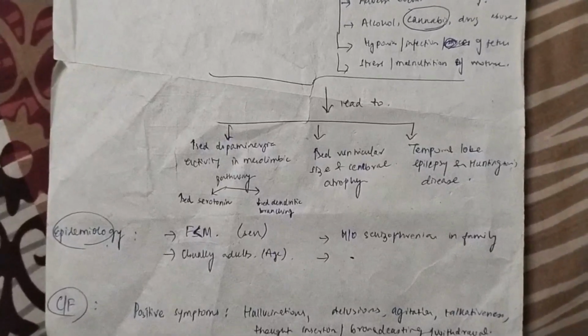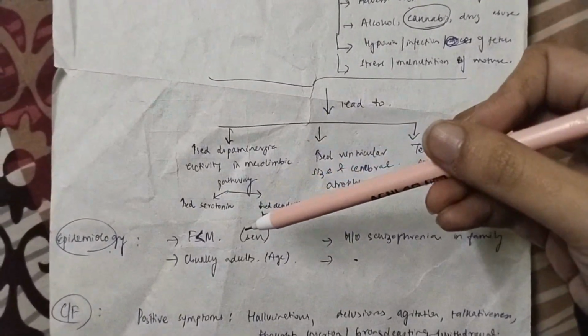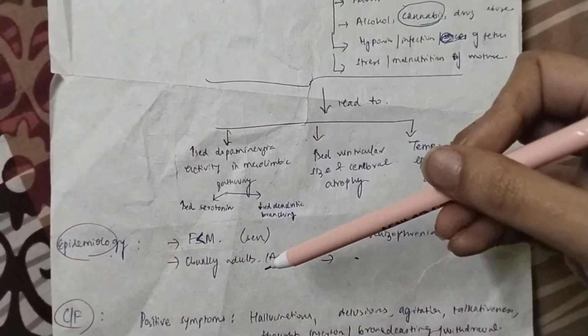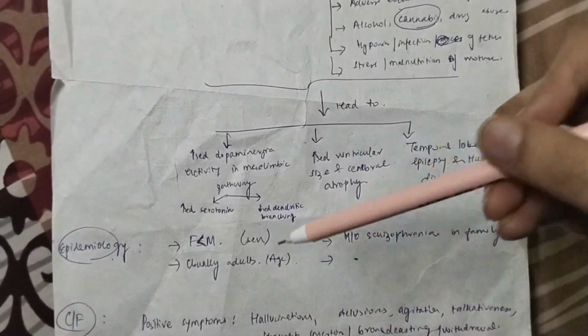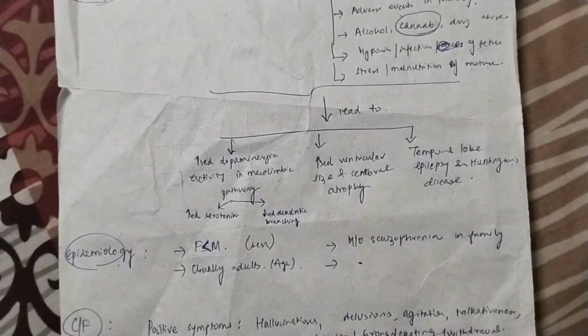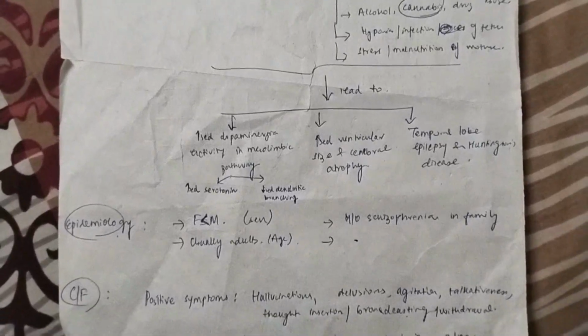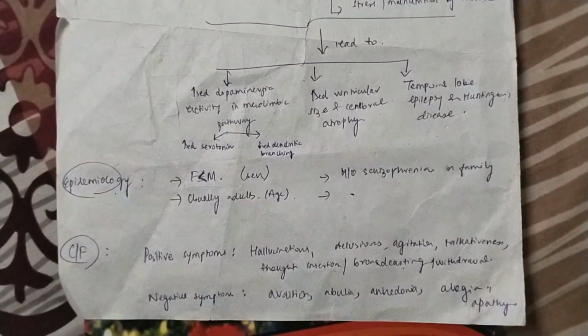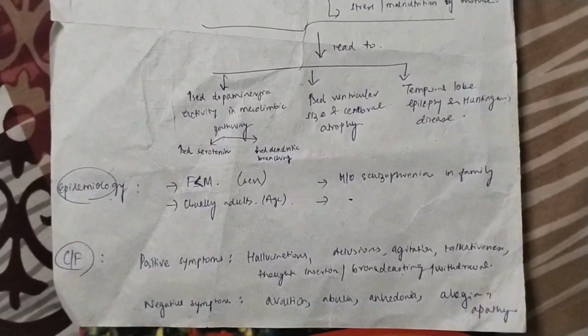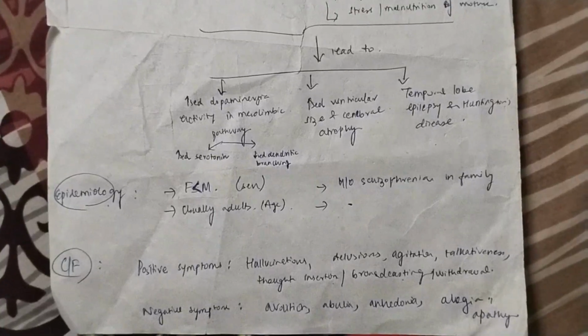Now come to the epidemiology. Males are usually more affected than females in schizophrenia. Usually adults of age 20 to 40 years are seen, and there is usually a history of schizophrenia in the family. Coming to the clinical features, you have positive symptoms, negative symptoms, and some cognitive symptoms.